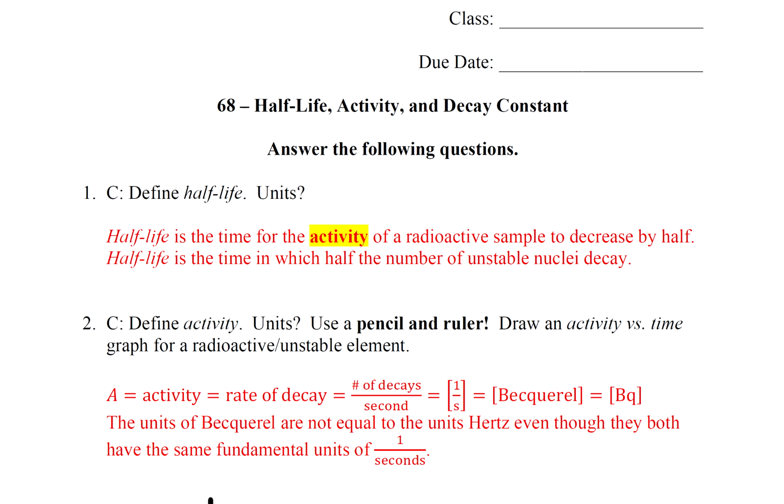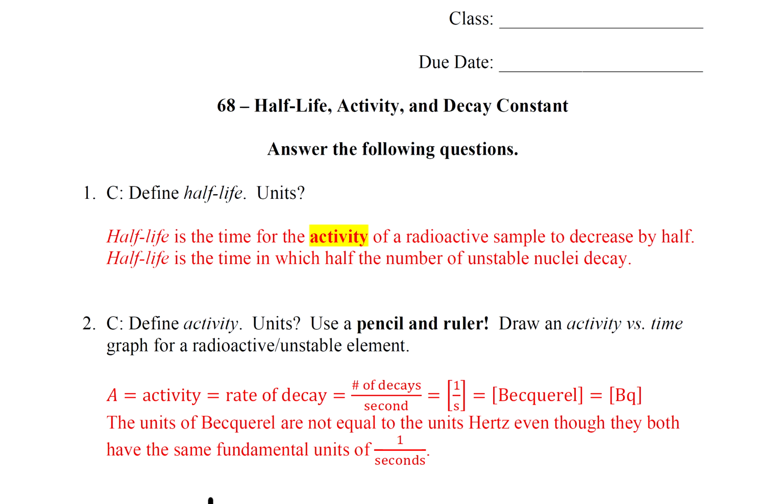This video is on half-life and decay constant. Question number 1, define half-life, units. Half-life is the time for the activity of a radioactive substance to decrease by half. Half-life is the time in which half the number of unstable nuclei decay. So I just told you the meaning of half-life.